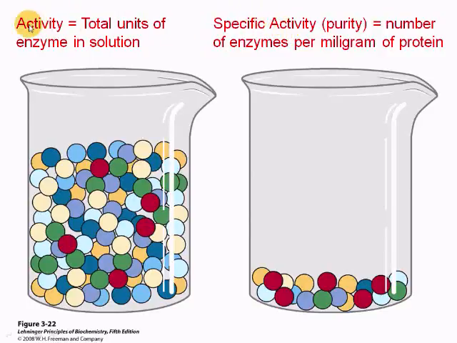We'll want to know these terms. Activity is, well, first of all, we're focusing on these little red beads. These are the enzymes. And the activity tells you the total units of enzyme in the solution. Specific activity is also known as a measure of the purity. It's the number of enzymes per milligram of solution, per milligram of protein.